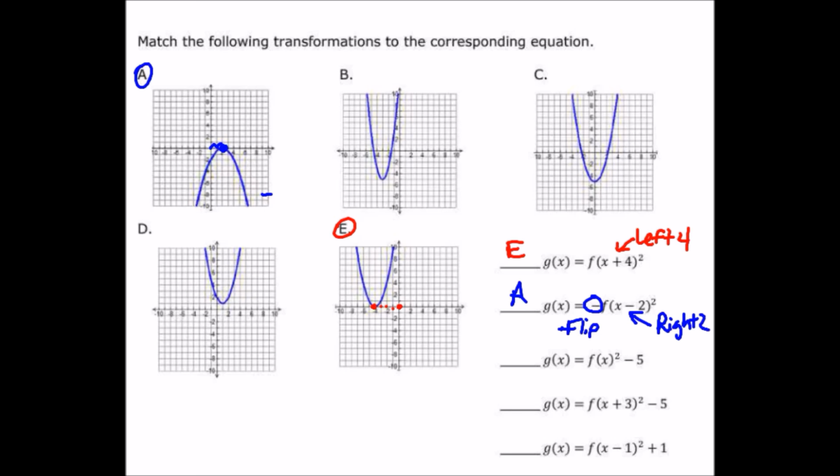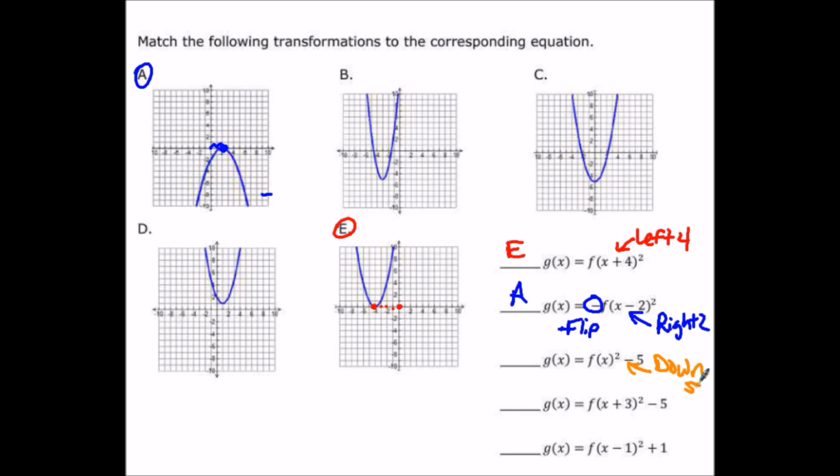All right, this next one says g of x equals f of x squared minus 5. But the minus is on the outside. When it's on the outside, we're going up or down. It's a vertical change. And we do exactly what it says. Outside is cool. So he says minus 5. I'm automatically thinking that's down 5. Okay? Because it only affects the y values. So let's look at this.